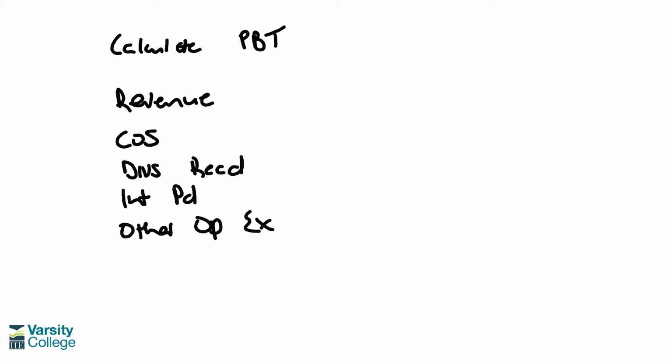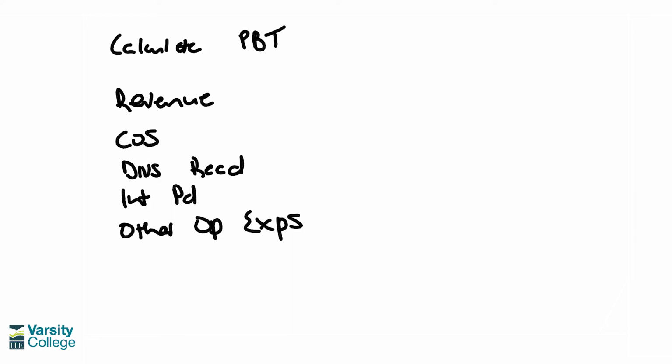So we've got revenue, cost of sales, dividends received, and we've got interest paid, and then we'll have other operating expenses, and we're probably going to have to make a few adjustments to other operating expenses. This part of the question is probably worth about 7, 8, 9 marks, and quite a few of those marks will just be from putting the given information down, so it's quite easy to earn marks.